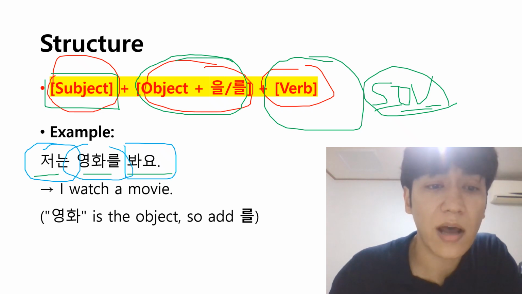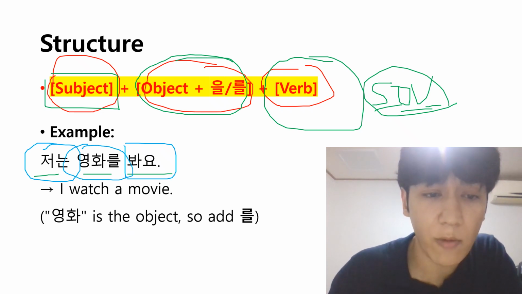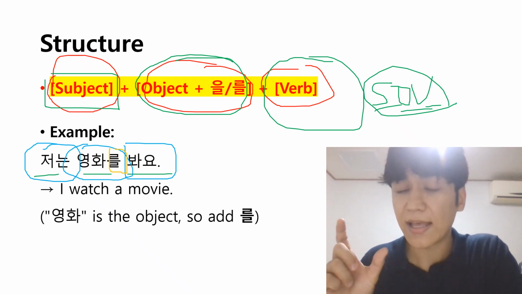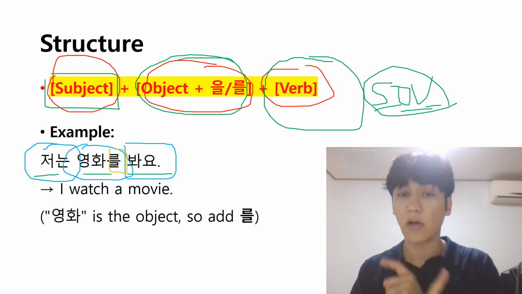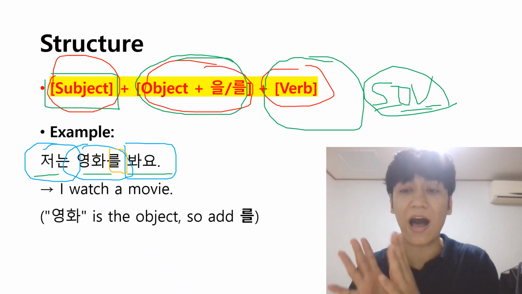So 영화를. Why do we use 를? Because 영화 ends with 와, which is a vowel letter. So that's why we say 영화를. 영화를 봐요.